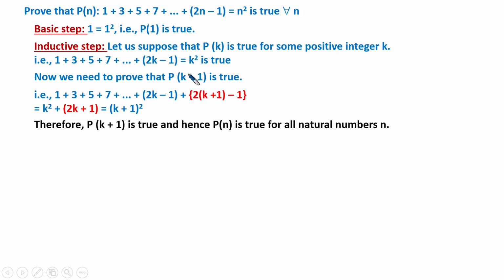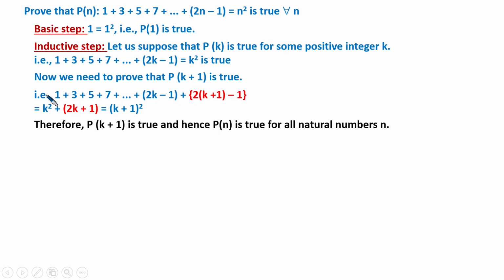Now we need to prove that P(k+1) is also true. So what I do is I write 1 plus 3 plus 5, and I substitute n as k plus 1, and this also as k plus 1. So here I have written 2k minus 1, and as I said, I am substituting n as k. So here you have k plus 1 minus 1. So this is an extra term which I have taken.